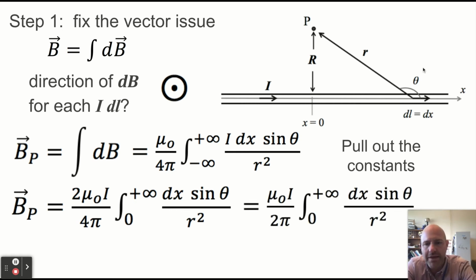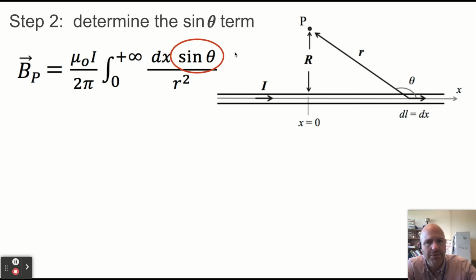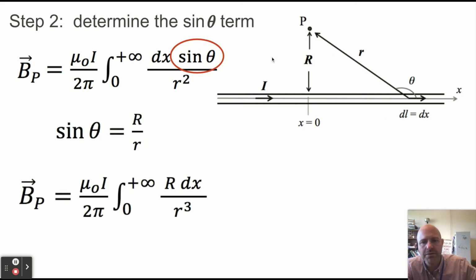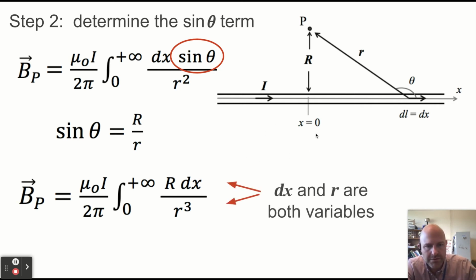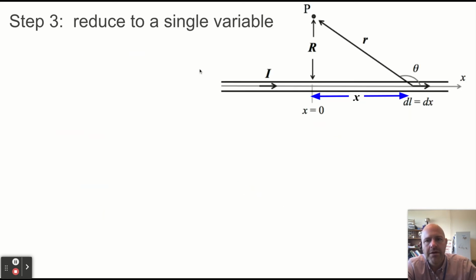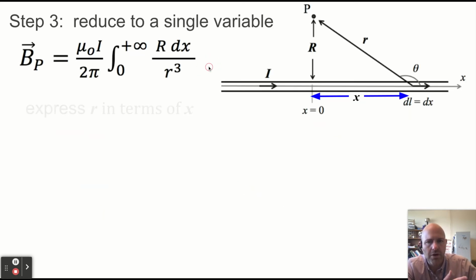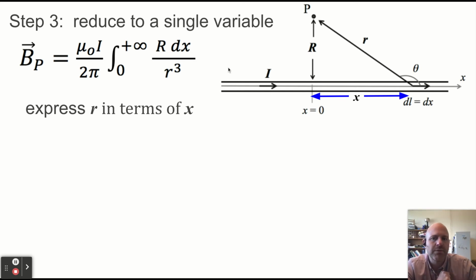If we put all that together, we are really worried about this dx, a little bit of distance, times sine theta over r squared. And we need to figure out what's going to happen there. When it comes to the sine of theta, well, the sine of theta is capital R over little r. Capital R is a constant, which is nice, so we can deal with that. And we end up with an r cubed, right, down there. As it turns out, r cubed needs to be written in terms of x.